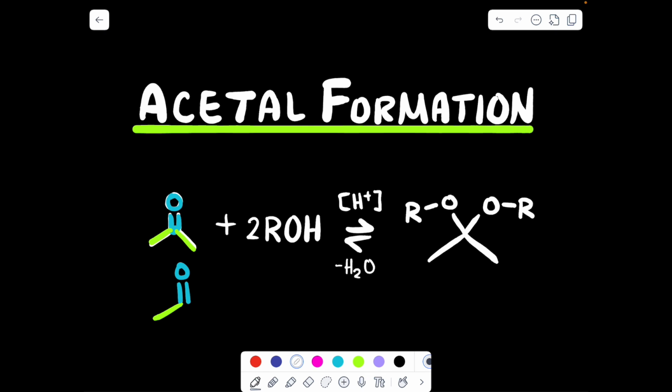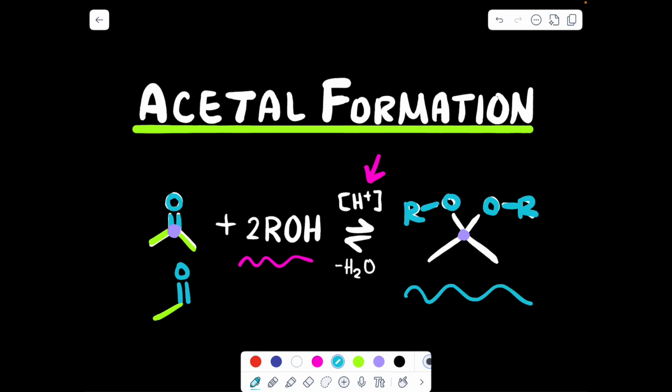And if a ketone or an aldehyde is reacted with excess alcohol, or even just two equivalents of alcohol, in the presence of acid, so acid is H+, what happens is the carbon, I'll label the carbon in purple, that initially was double bonded to an oxygen, in the product, in the acetal form, the same carbon will now be bonded to two OR groups via single bonds. So this would be an acetal.